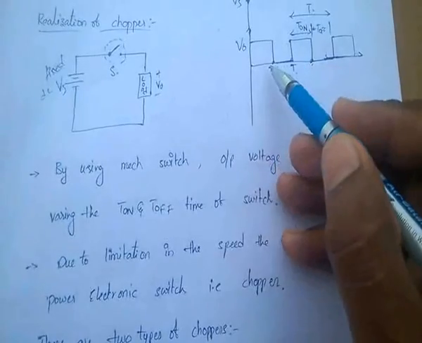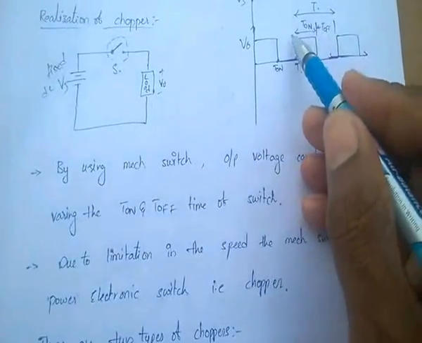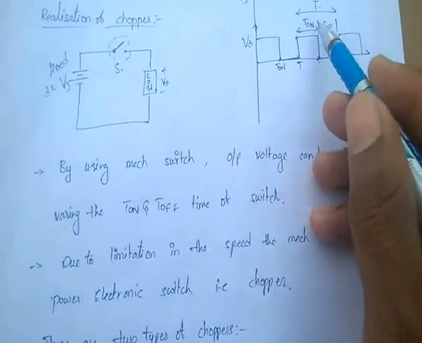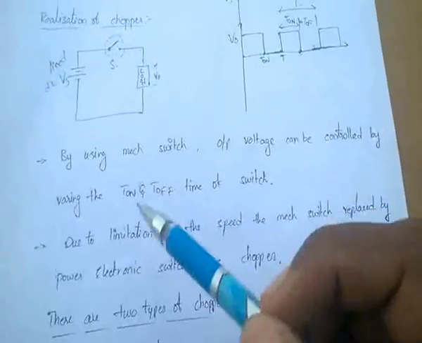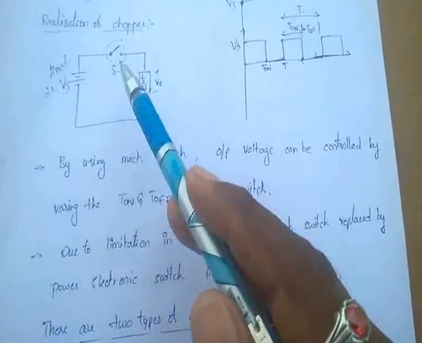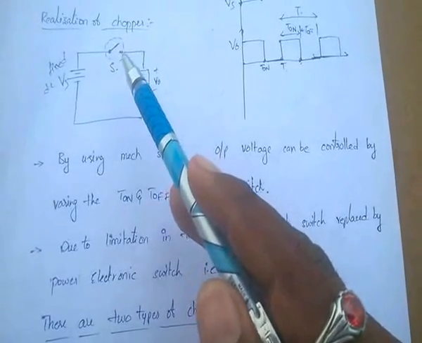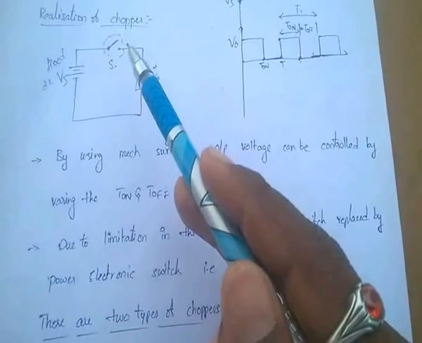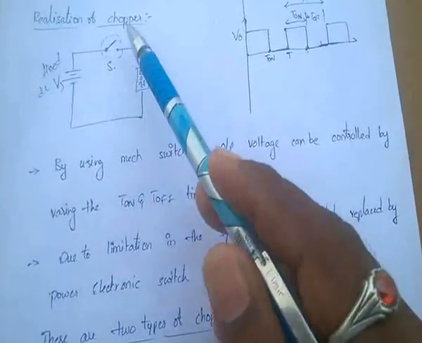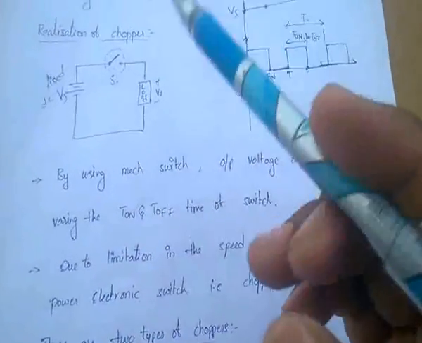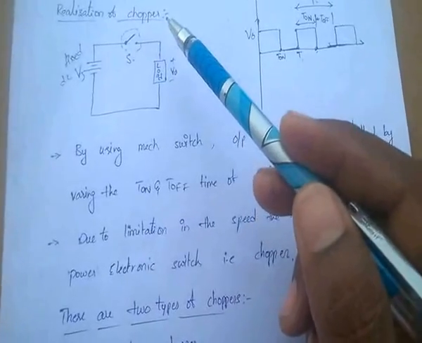It is a turn on time, a turn off time, a turn on time, a turn off time. Total is T, the total time. Due to limitation in the speed of the mechanical switch, we cannot switch on and off at very high speed. So due to this limitation of speed, mechanical switches are replaced by power electronic switches. That is nothing but a chopper.